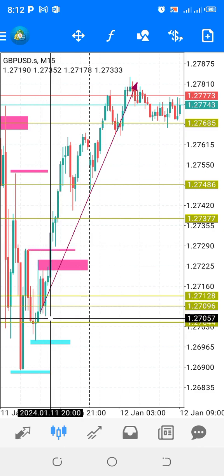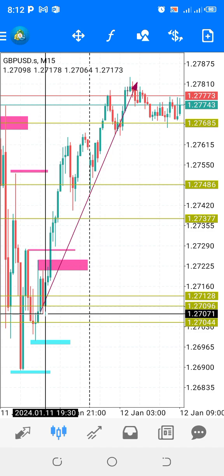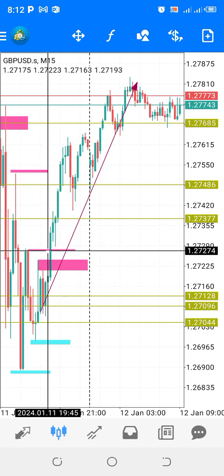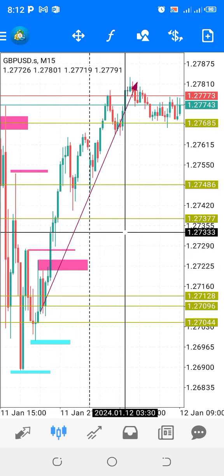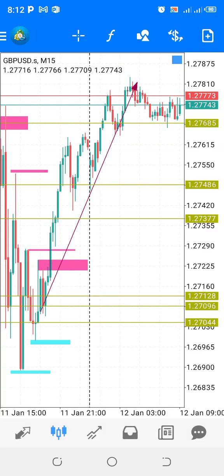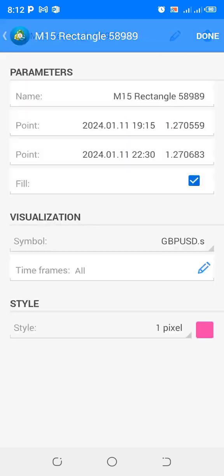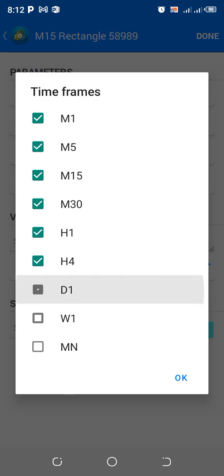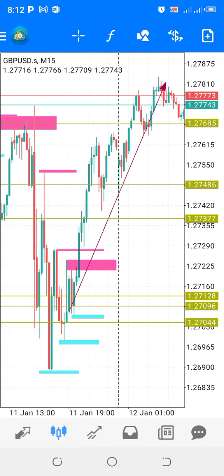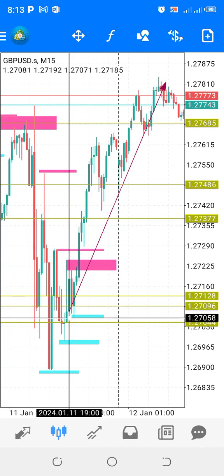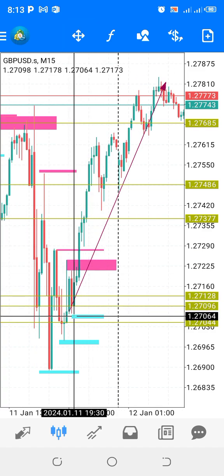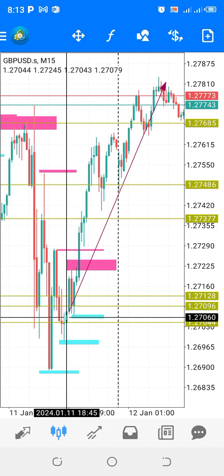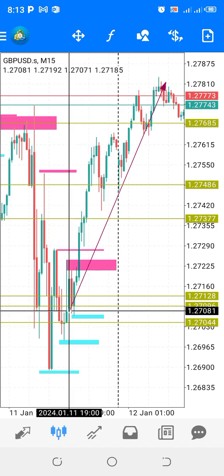So this forms a new level. So let's mark the new level while that first entry has been taken. So we'll mark the new level. That's a new impulse start level. Then the time frame, selecting only the time frame of observation. In this case, the time frame of observation is also the time frame of entry. So this formed a new level whilst you were in the market already.